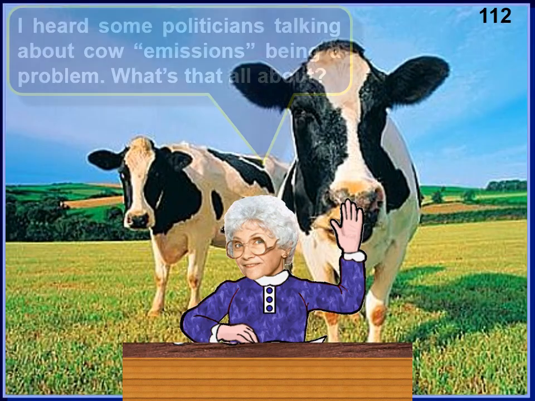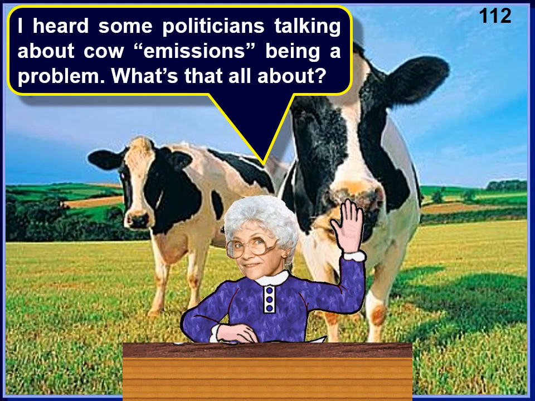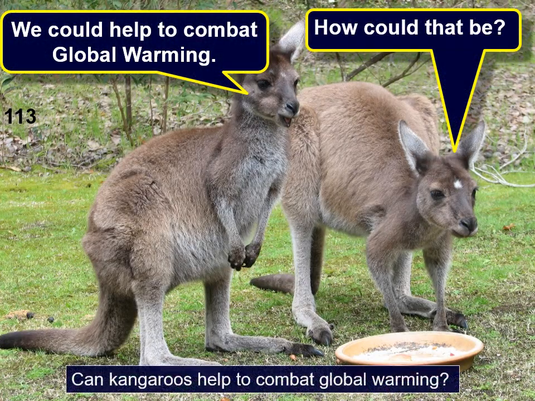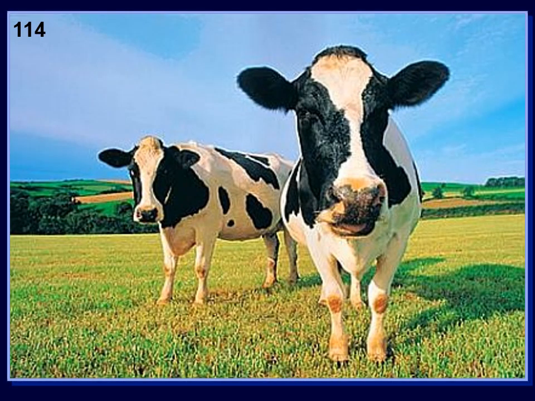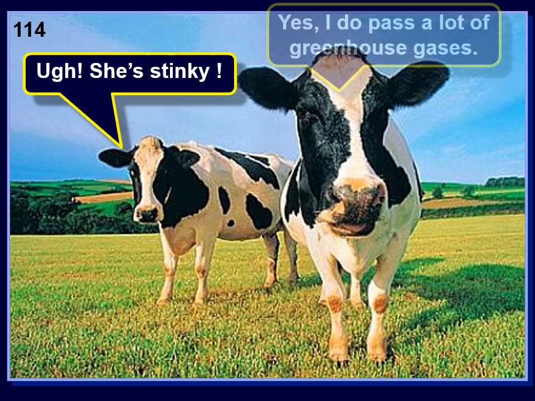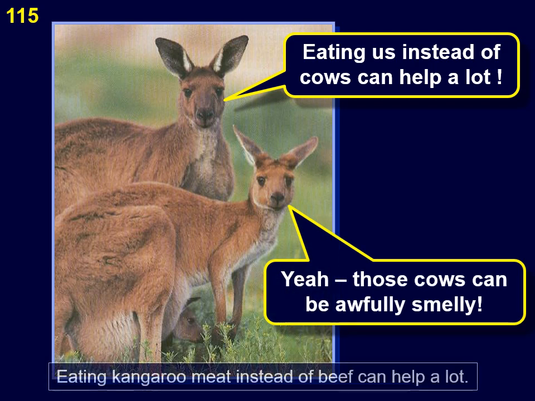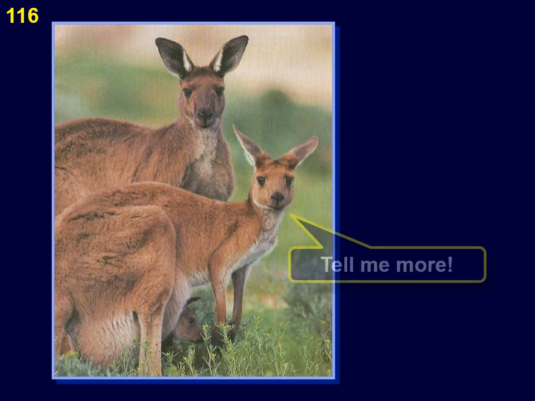I heard some politicians talking about cow emissions being a problem. What's that all about? Can kangaroos help to combat global warming? Cows pass a lot of methane, which is a very potent greenhouse gas. Eating kangaroo meat instead of beef can help a lot. Tell me more.